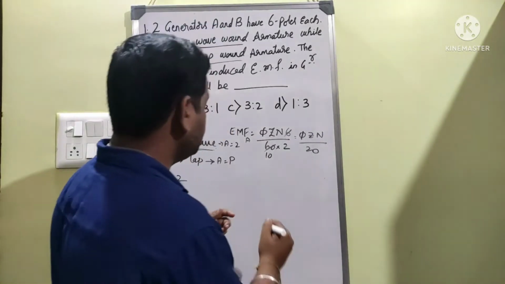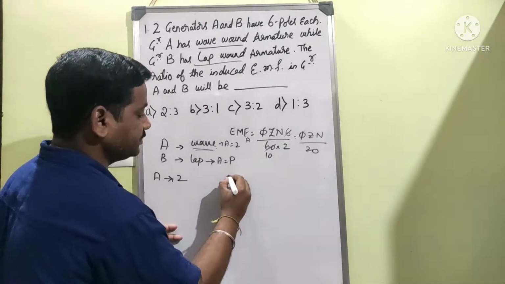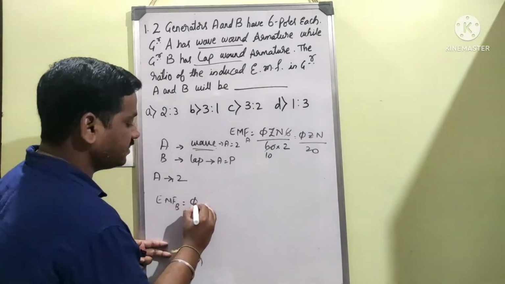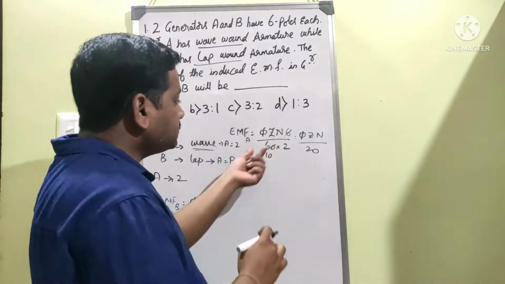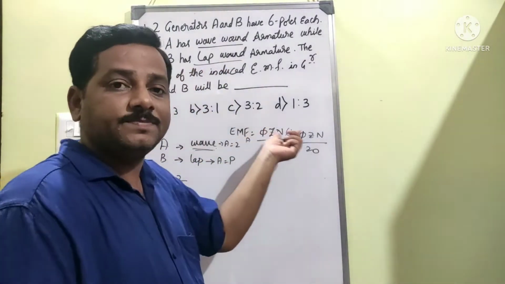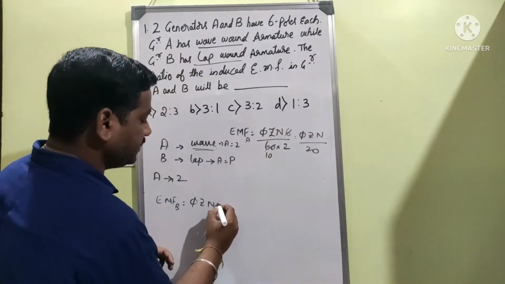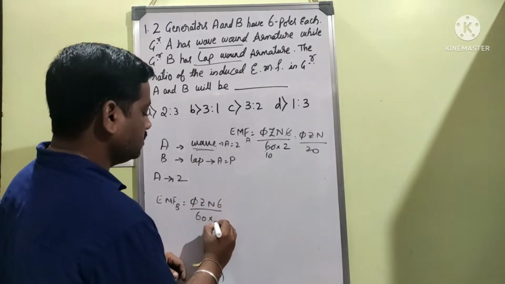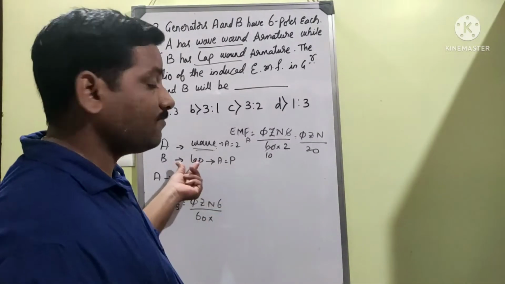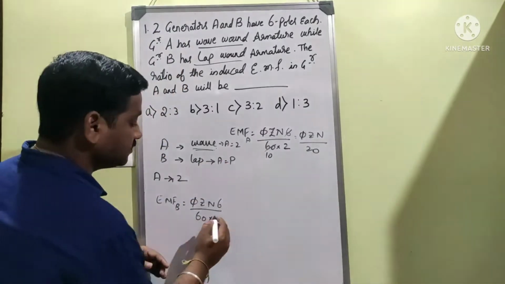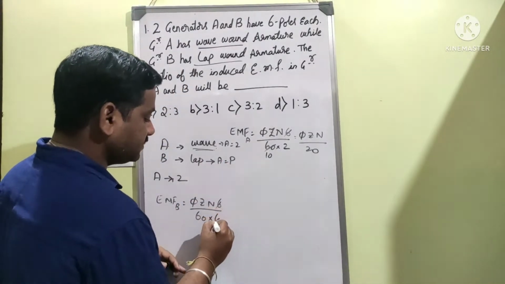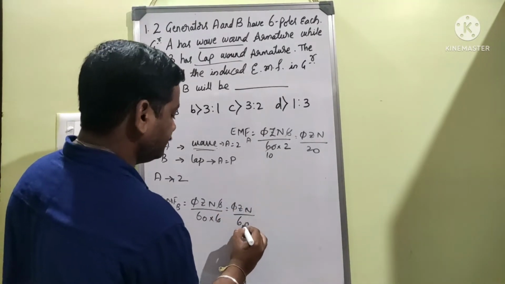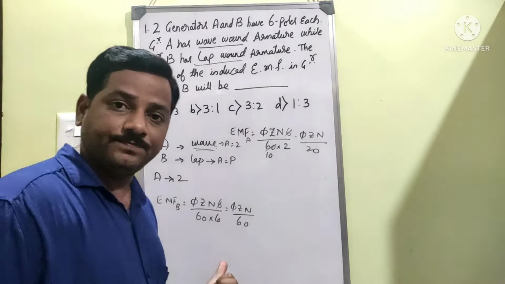Whereas EMF induced in B, let me do it here. EMF induced in B can be given like this. Again phi ZN. These parameters we don't know the data, so let me keep it as it is. Whereas I know the value of P is 6, divided by 60 into parallel path. Now parallel path for lap winding is equal to poles, so it will be 6. If I simplify this, we get phi ZN by 60. This is EMF induced in generator B.